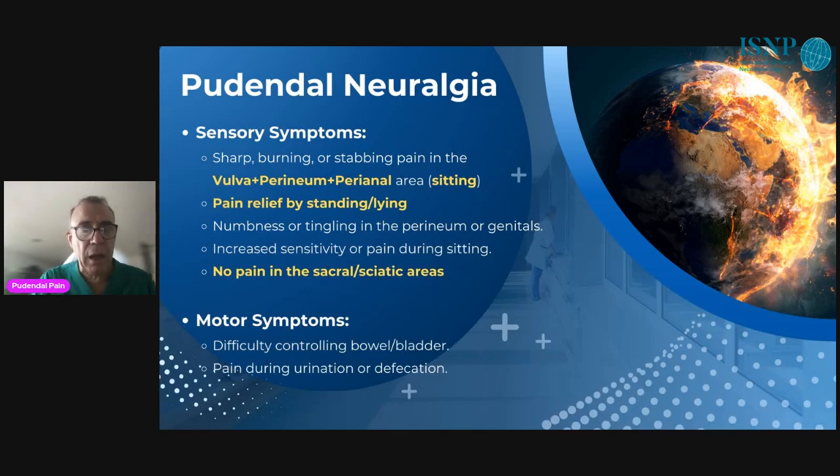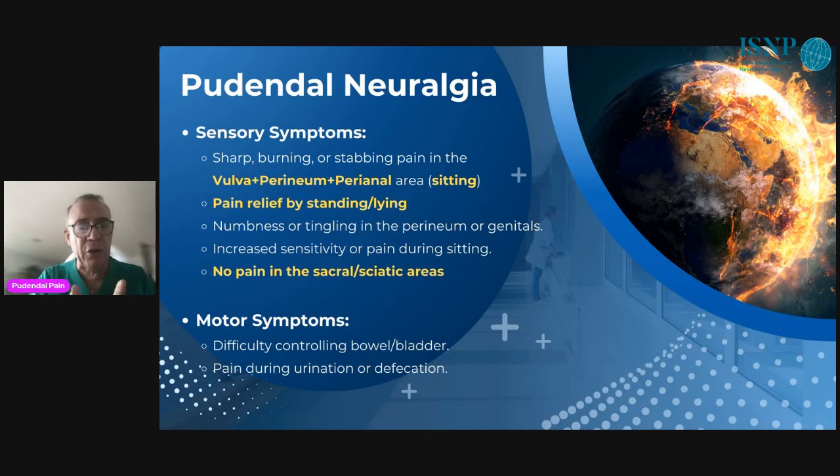So the classical symptom of the pathology of the pudendal nerve is burning pain. When we are talking about the pathology of the pudendal nerve above or below the pelvic floor, not at the level of the sacral nerve root, but a pathology of the main trunk of the pudendal nerve, the patient will feel burning, sharp pain, mostly somewhere between 6, 7, and 10 on a scale from 0 to 10. 0 is no pain, 10 is the worst pain ever.